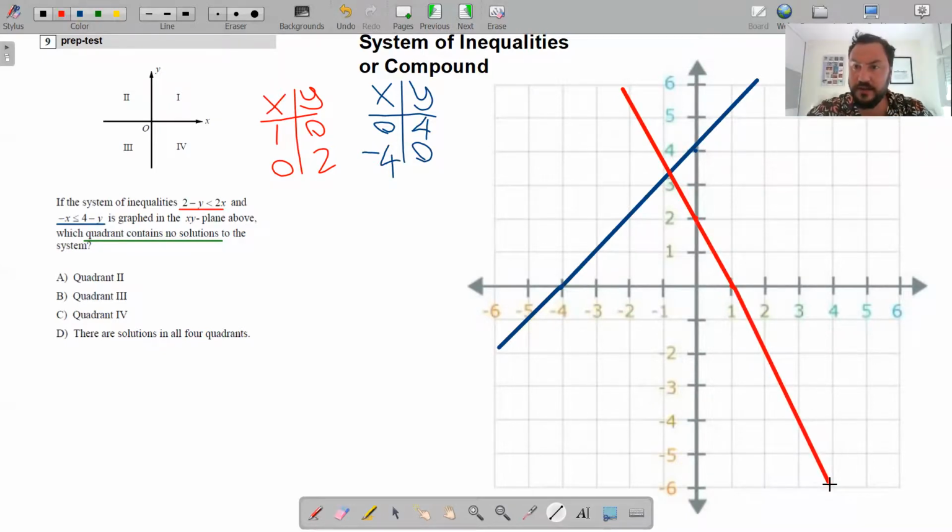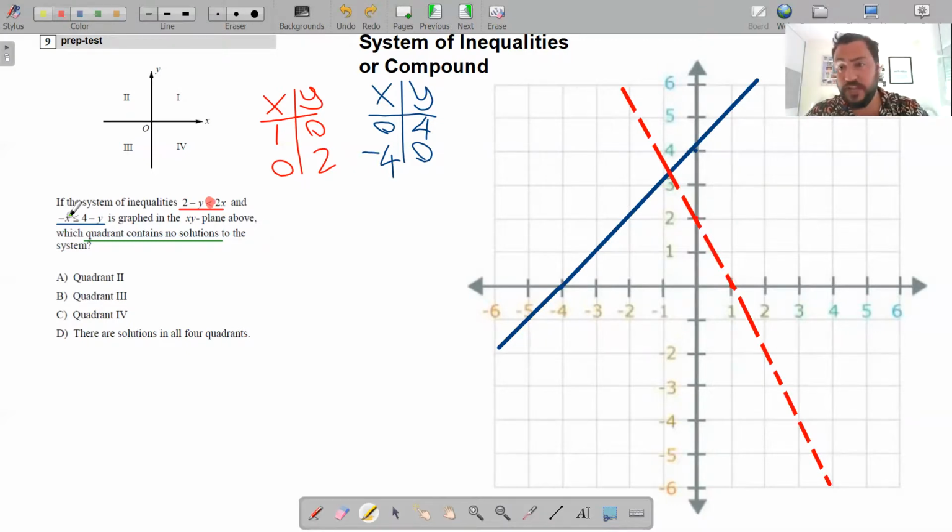Now we need to check if the lines are dashed or not. Let's start with the red one. The red one is telling me that this is just less than. So the red will be dashed. We dash it, the points on the line are not included. The blue line will be continuous because here the sign is less than or equal. So we leave it like that.